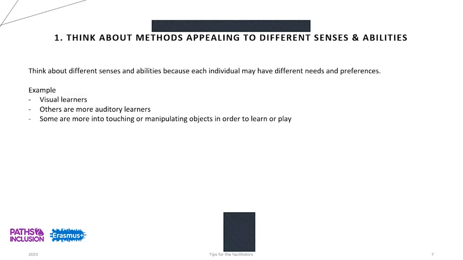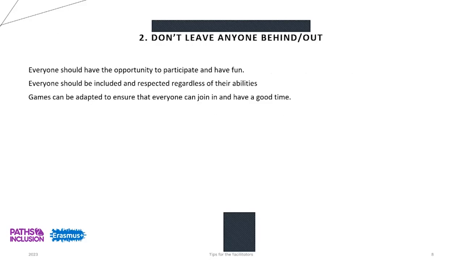The second one is, don't leave anyone behind or out. This sounds a bit strange, but everybody has to be included in the group. So when we do a fun activity, see that it's fun, see that everybody can enjoy it, regardless of whether they have a disability or not.